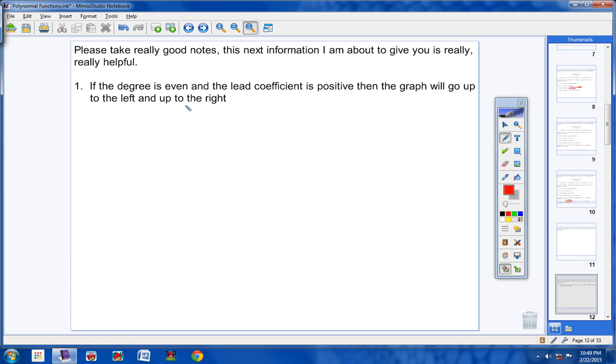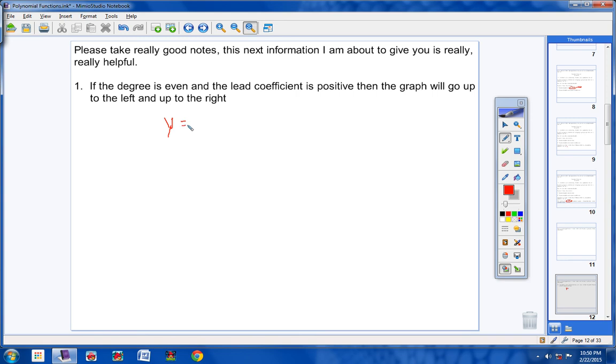You're going to do a lot of writing, so I would rather go too fast and have the supervising teacher pause the video than me go too slow and you're waiting. So I'm going to go fast and just have the teacher pause the video when necessary. If the degree is even and the lead coefficient is positive, then the graph will go up to the left and up to the right. Let me show you what I mean. Okay, watch this carefully, please.